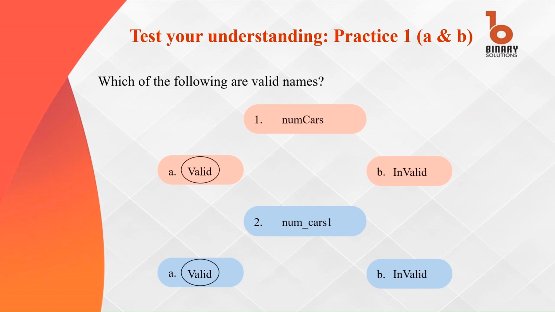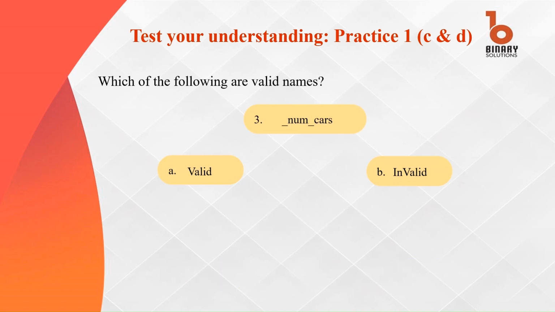Here are the correct answers. Compare them with your responses and see how they match up. Now, here comes the third challenge. Take a look at this name, numcars. Is it a valid identifier in Python?